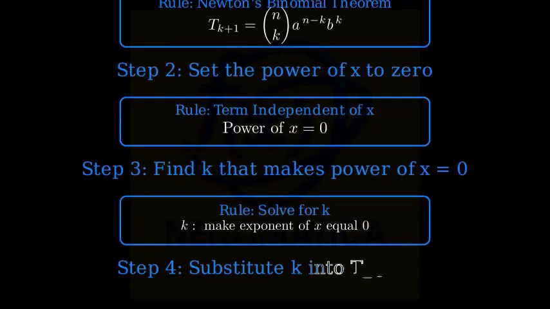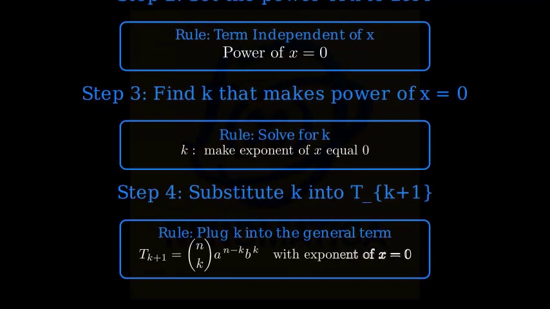Step 4. Substitute the found k into the general term to write the term independent of x. Then we simplify the constants to get the final constant term.